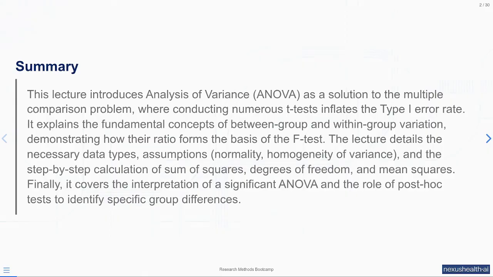In this lecture, we explain the fundamental concepts of between group and within group variation, demonstrating how their ratio forms the basis for the f-test. We shall detail the necessary data types, the assumptions, and the step-by-step calculation of sum of squares, degrees of freedom, and mean squares. We shall also cover the interpretation of a significant ANOVA and the role of post-hoc tests to identify specific group differences.